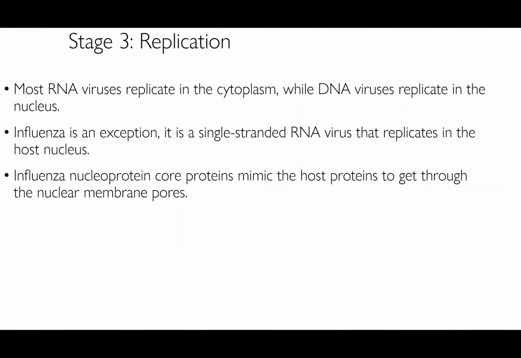Next up is replication. RNA viruses replicate in the cytoplasm themselves, while DNA viruses replicate in the nucleus. Influenza is an exception. It's an RNA virus that replicates in the nucleus, so it sort of bucks the trend. Usually getting in and out of a nucleus is a tightly controlled thing. Cells don't like to let a lot of things leave and enter a nucleus, but the virus does have some tricks itself to mimic the host proteins to get through nuclear membrane pores.